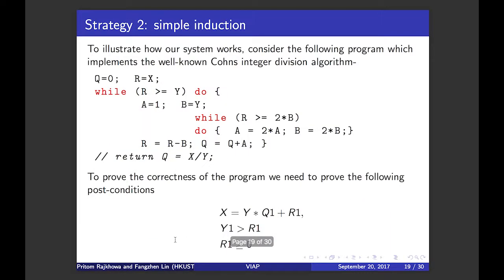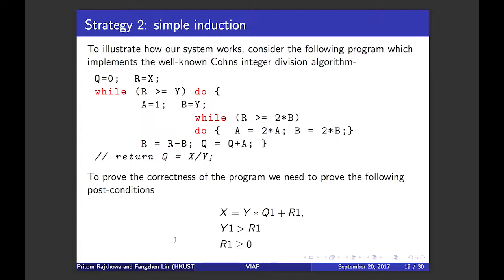Similarly, other post conditions can be proved. Now the obvious question is: it is not always possible to find the closed form solution of all the recursive equations that are generated during the translation. Then what are we going to do? Well, strategy 2 is about that.